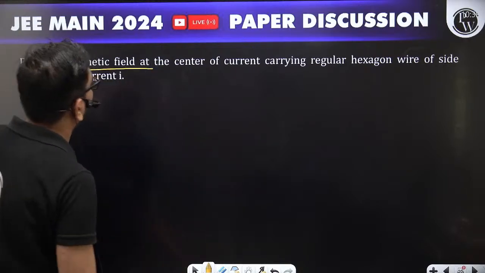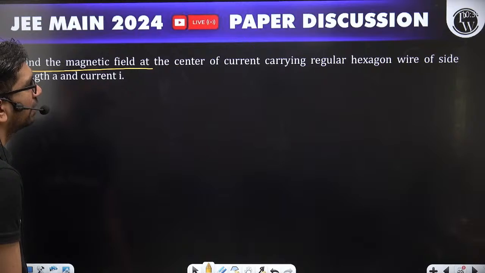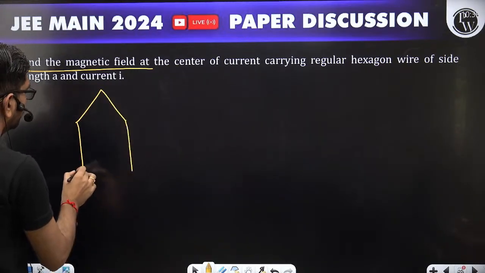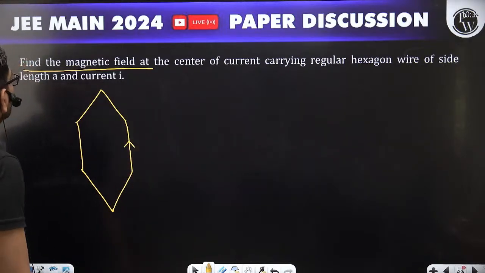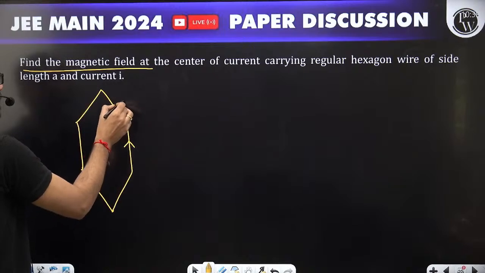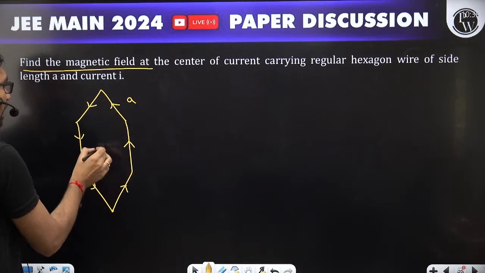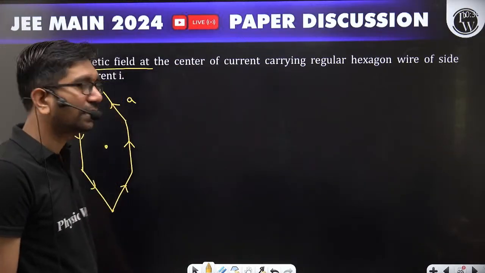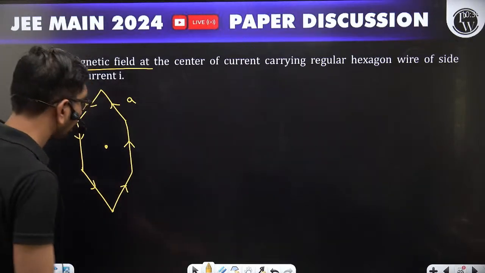Find the magnetic field at the center of a current carrying regular hexagonal wire. Hexagonal wire, okay. You see here, this is a hexagonal wire. The length is given as a, the current is flowing like this. So we have to calculate the magnetic field at the center. How we'll calculate? Observe carefully.